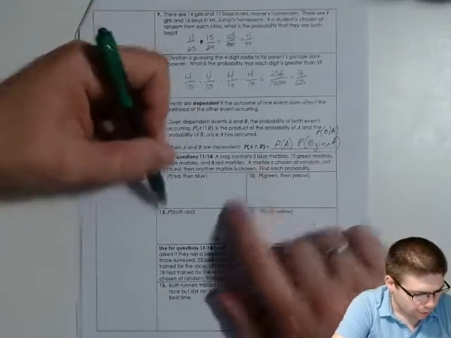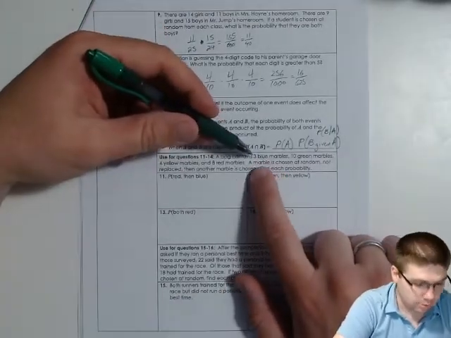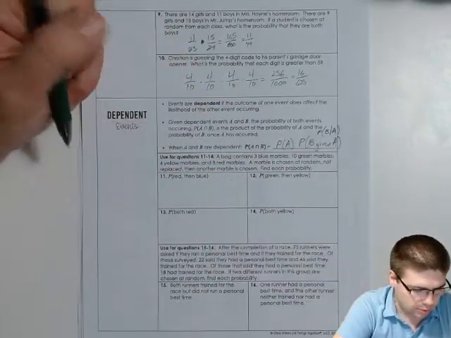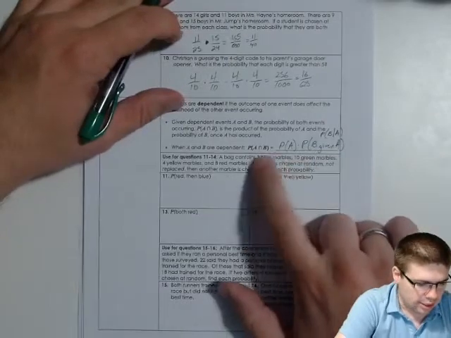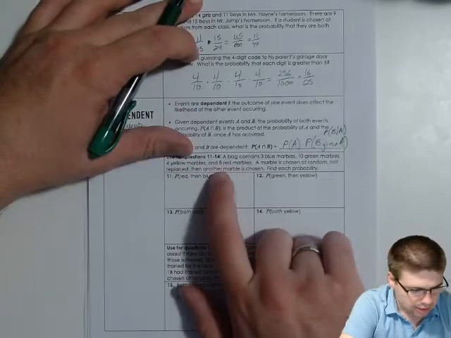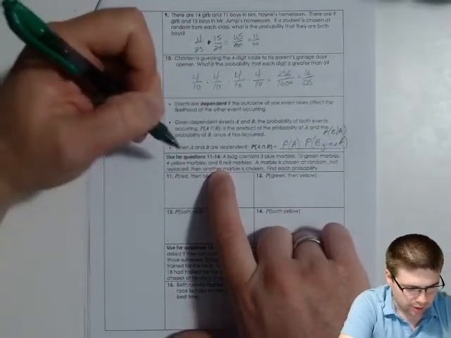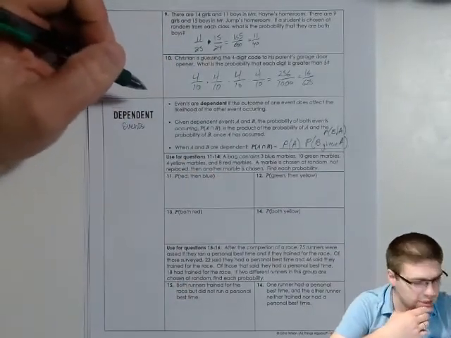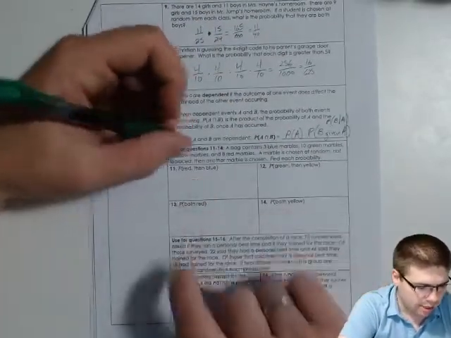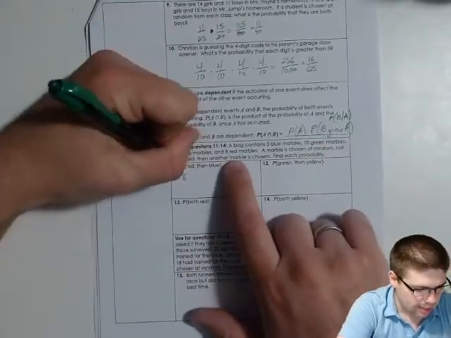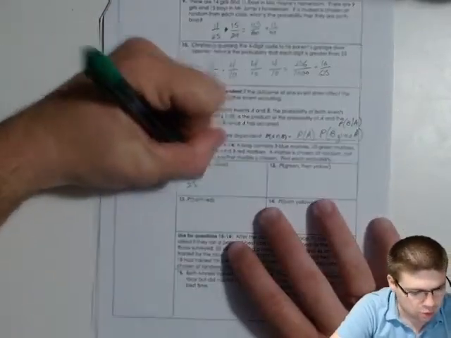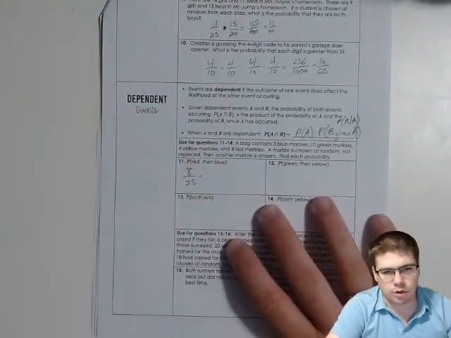So for the first few questions, a bag contains 3 blue marbles, 10 green, 4 yellow, and 8 red marbles. Of course, we're going to need the total number of marbles from this. So we've got 3, 13, 17, plus the 8 more gets us up to 25 total marbles in the bag. So we're going to need that. We want to know the probability we get a red, then a blue. So the probability of getting a red is 8 out of 25. But then for the probability that we get a blue, there are no longer 25 if we're not replacing. So a lot of times we draw without replacing.